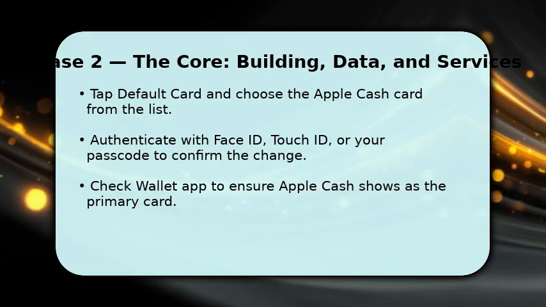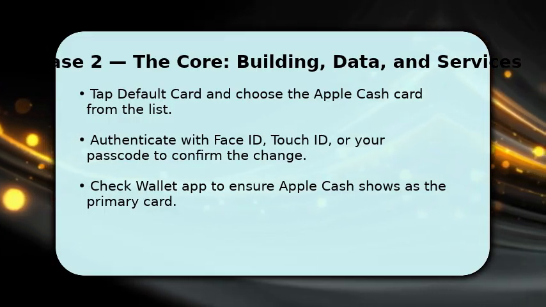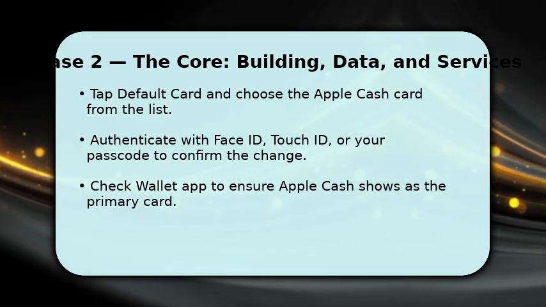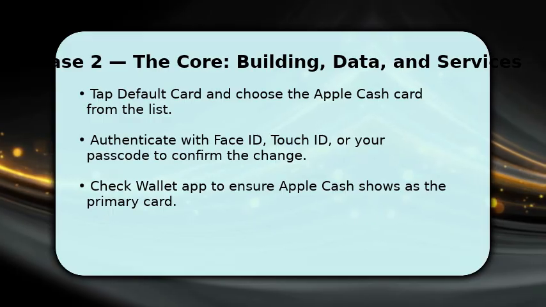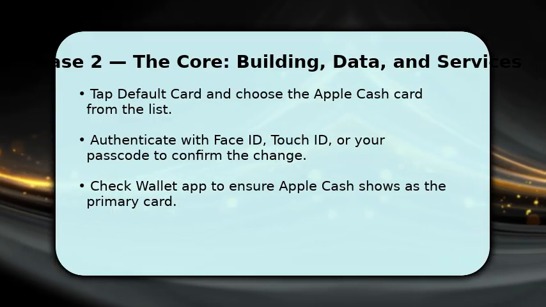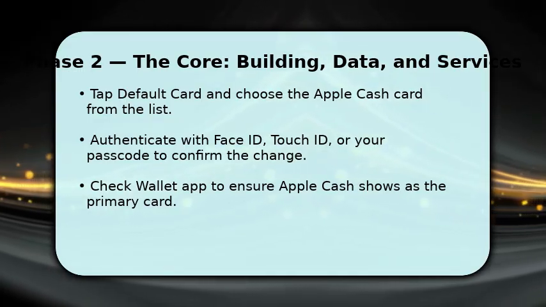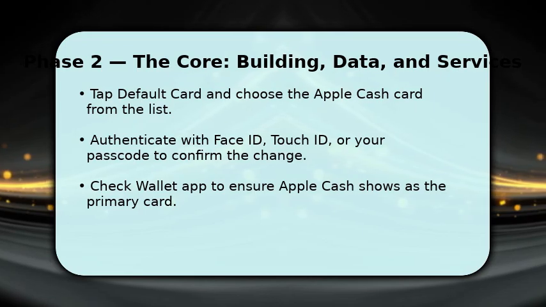If Apple Cash isn't visible, open Wallet, tap the Apple Cash card, and confirm it's enabled. Once done, return to Settings to verify the default card now lists Apple Cash. That verification confirms the system will use it automatically. You complete the process by performing a quick purchase.